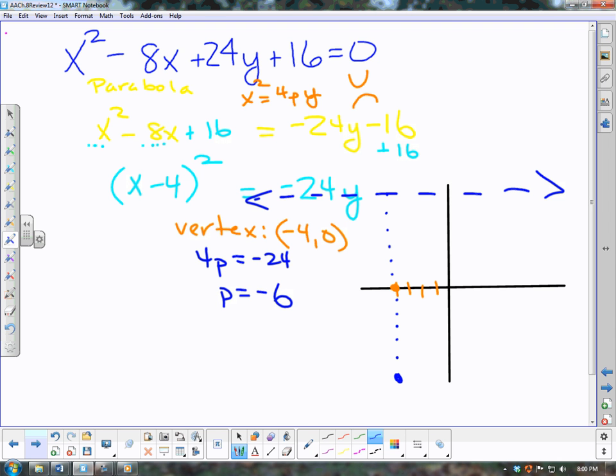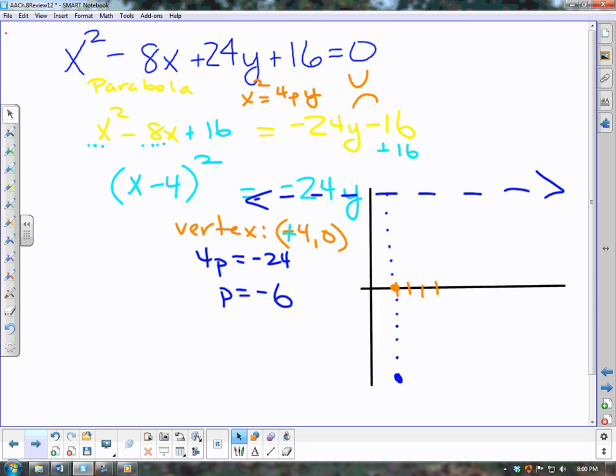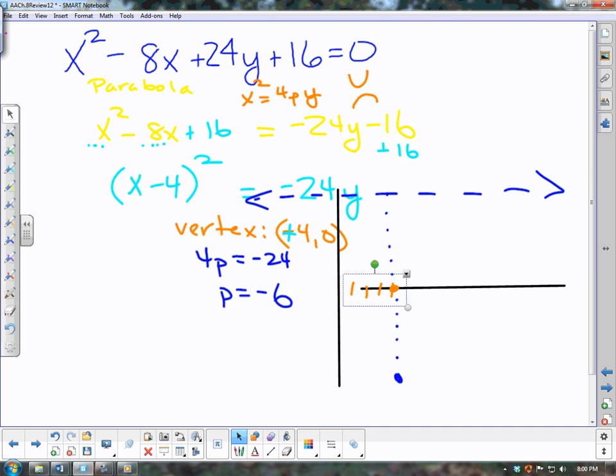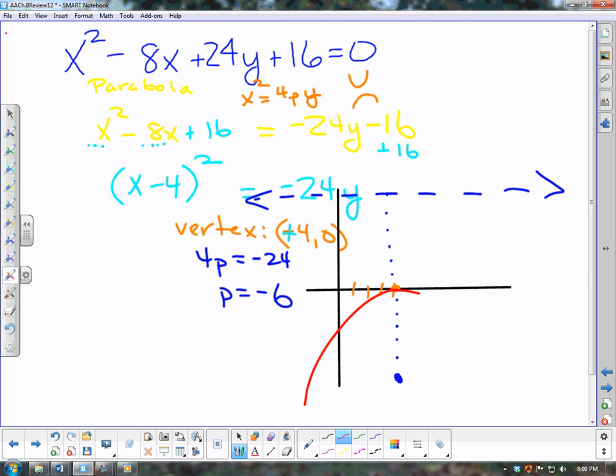Hold it. Made a mistake. Back it up. This should be plus 4 because you take the opposite of what's with the x. I'm so sorry. So now we have to take this and move this line over there. There we go. Maybe we can even move this axis that way some. Oh, there we go. That's looking better. And so then your parabola is going to go like that.